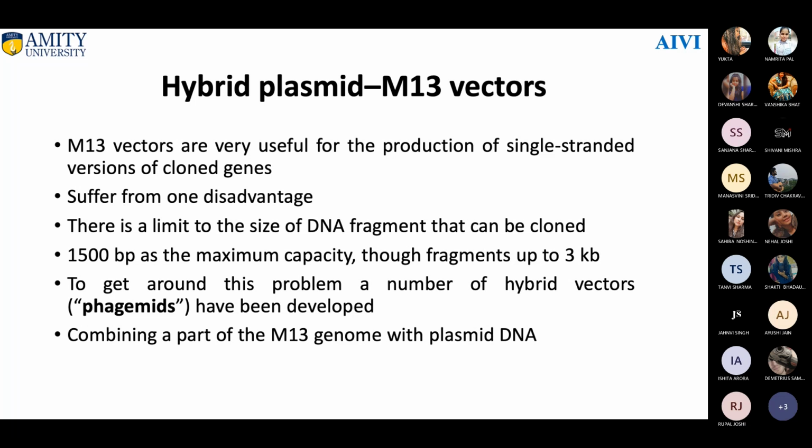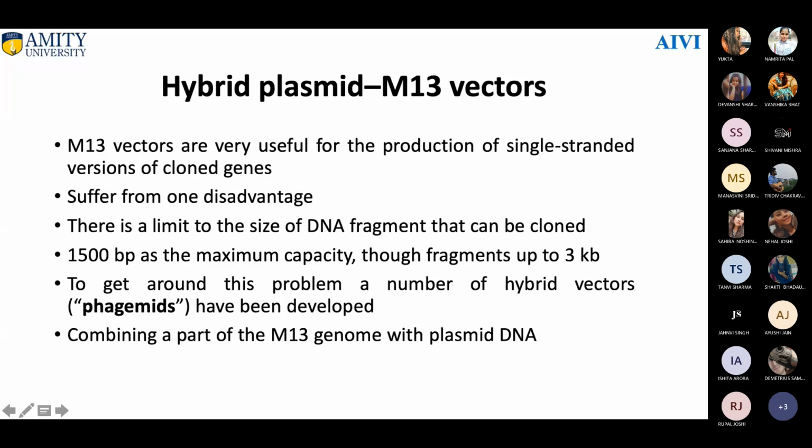So M13 vectors were successful for the production of a single-stranded version of the cloned gene, but they suffer one disadvantage. There is a limit of size. A DNA fragment of 1500 base pairs can be cloned as the maximum capacity, now up to 3 kb. So this is the limitation.